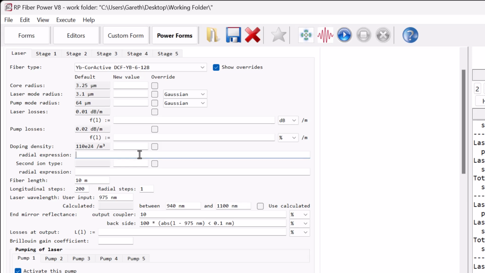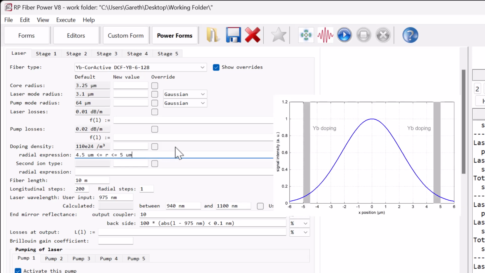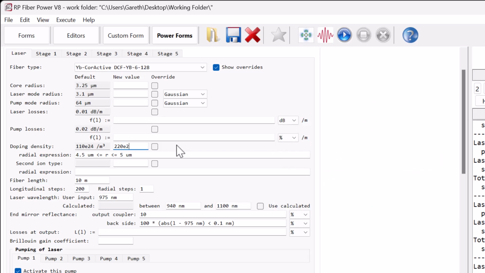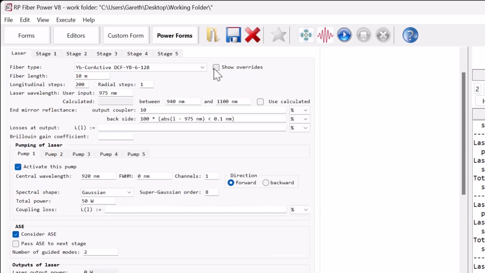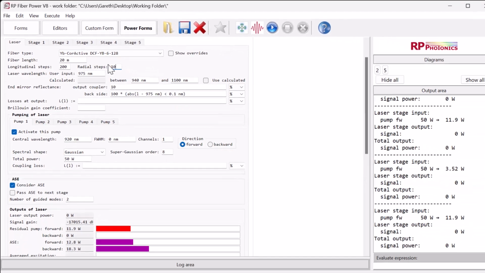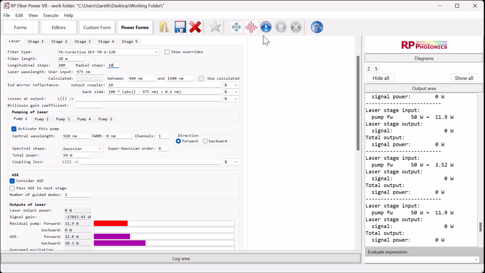in various ways. We define the new doping profile with ytterbium ions only at the radius of 4.5 to 5 microns. Double the doping density and increase the simulated core radius so that the ring falls within the core. Next, we extend the fiber length even further to 20 meters to maximize pump absorption and ensure that we increase the radial numerical steps to accurately capture the ring structure.